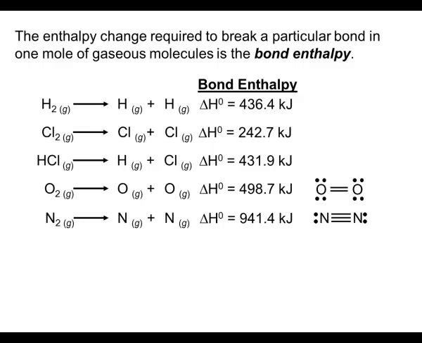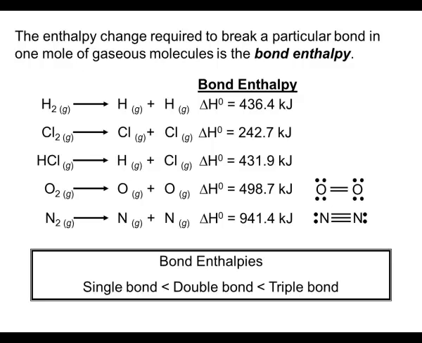The enthalpy change required to break a particular bond in 1 mole of gaseous molecules is called the bond enthalpy. Look at this table here. Hydrogen is broken into hydrogen atoms. That takes 436.4 kilojoules. Chlorine broken into chlorine atoms, 242.7. Breaking the bond between hydrogen and chlorine, 431. Breaking the double bond in oxygen, 498. Breaking the triple bond in nitrogen, 941. In general, the triple bond enthalpy is greater than the double bond, which is greater than the single bond. More bonds, more energy to break them.